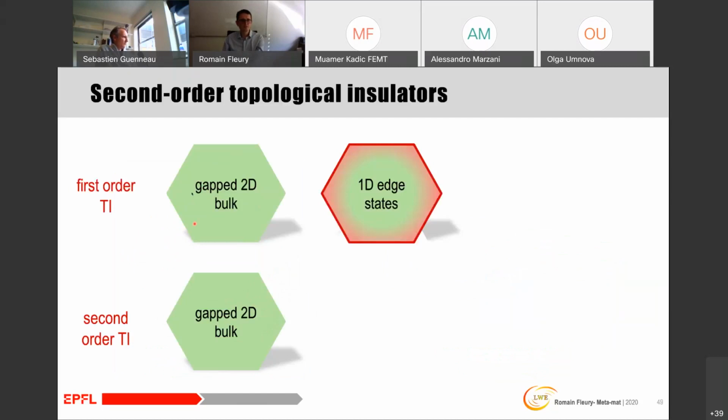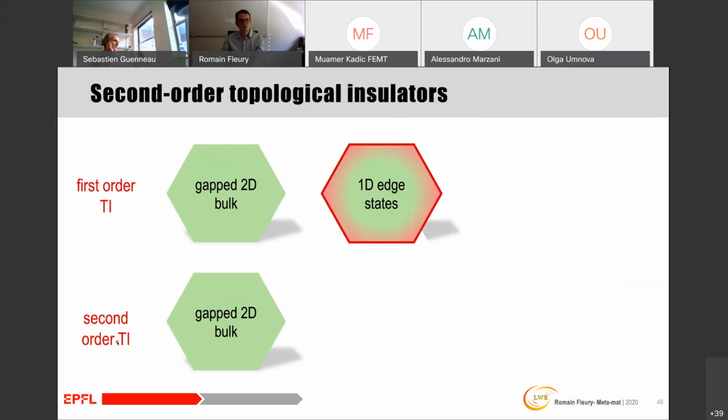For this, there is a concept that is very useful. It's called second-order topological insulators. Let me just explain. As their name indicates, second-order topological insulators are different from first-order topological insulators. Let's see how. The first-order topological insulator is a system, here I take the example of a 2D system, that is gapped. So it has a gapped bulk. There is a frequency band where there is no mode. And inside that gap, I have my 1D edge states.